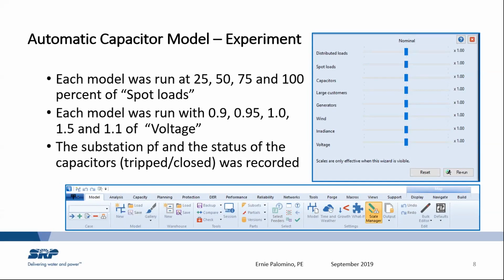Then the second test was whether voltage override will override the sequence, so I modified the voltage. I did 0.9, 0.95, 1, 1.05, and 1.1 of nominal. In order to verify that this is working, I was looking at both the substation power factor and the order in which the capacitors turn on or off.